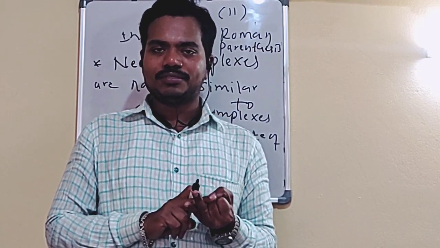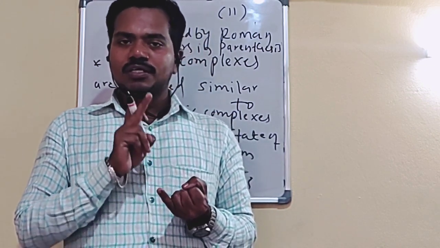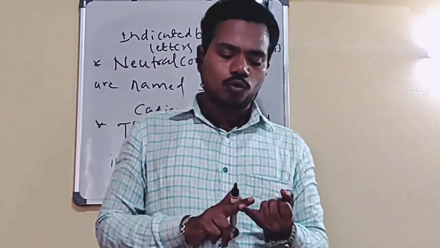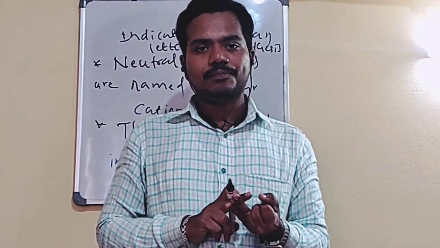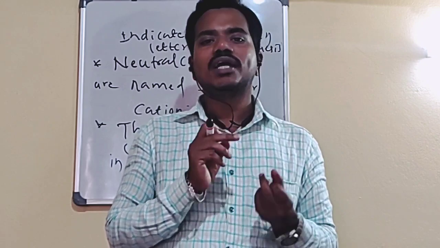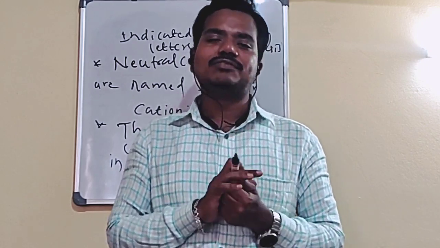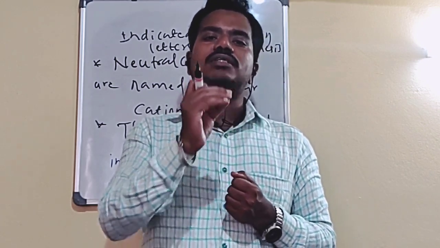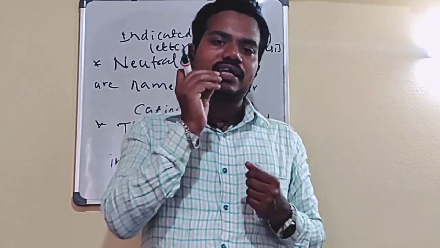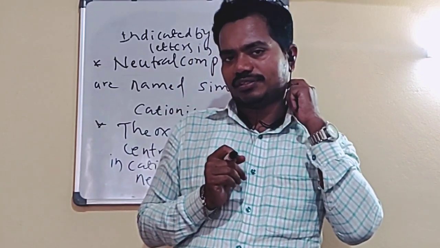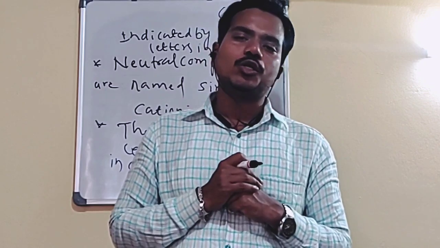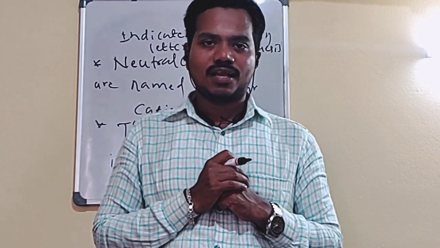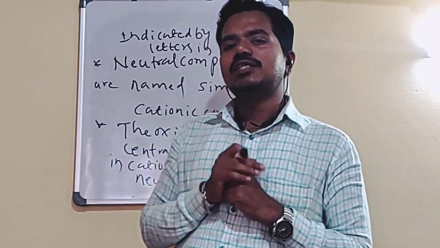Clear? Now, next one here. The prefixes mono, di, tri are used to indicate the number of individual ligands. Suppose the complex contains more than one ligand, in that case we have to use the prefix. Clear? Okay.